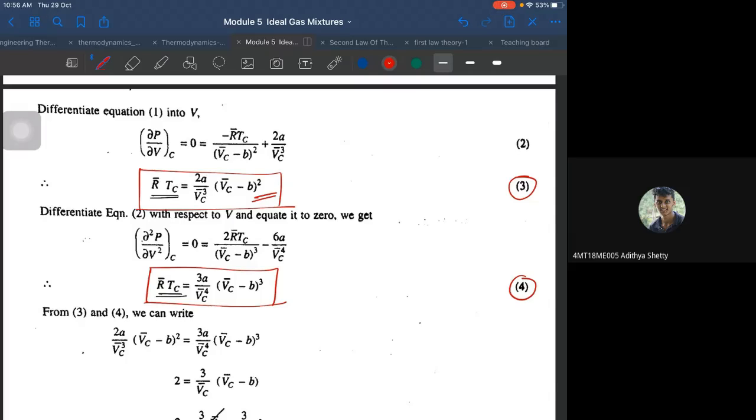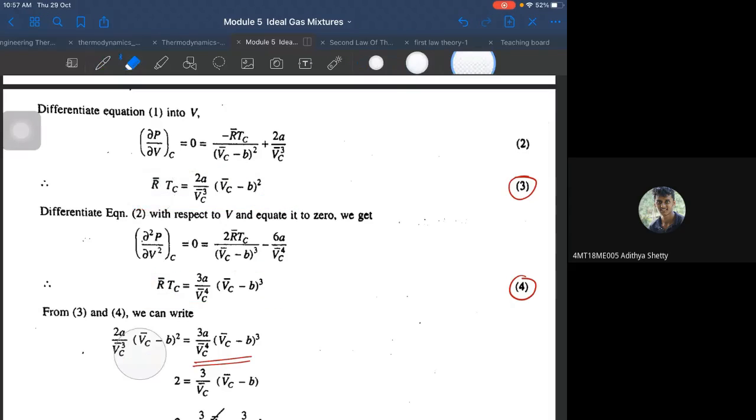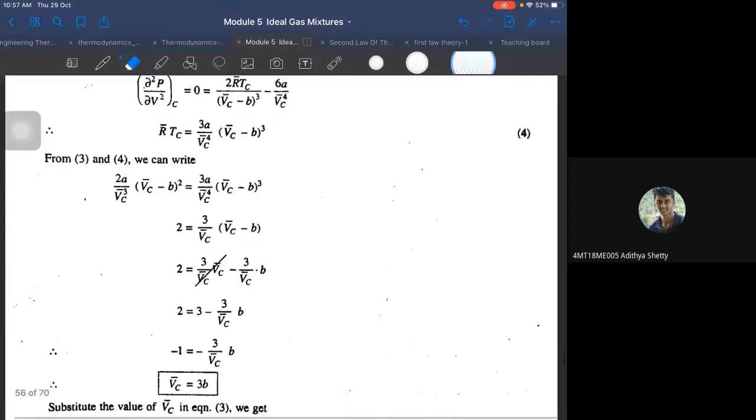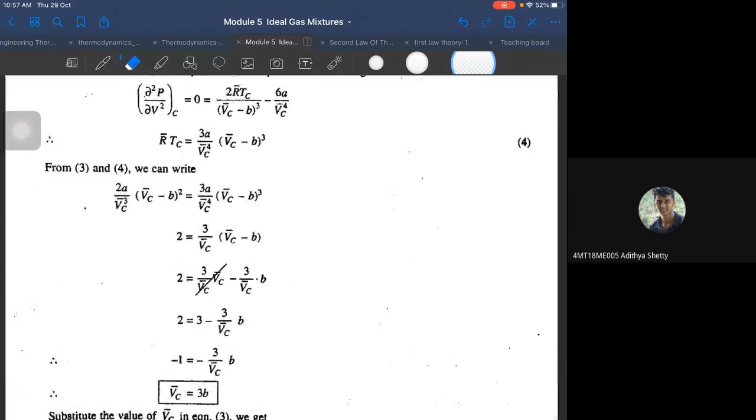Since the LHS is the same for both, I can equate the RHS. So the RHS of the first expression is this, and the RHS of the second expression is this. Got the meaning of how it has been written here? Yes, sir. I want answers from everyone so that I get confirmation that everyone is listening. So when you equate this, we'll start to simplify all the aspects.